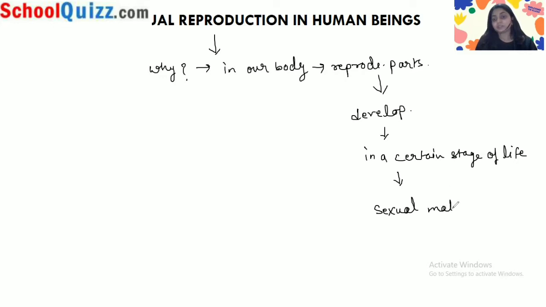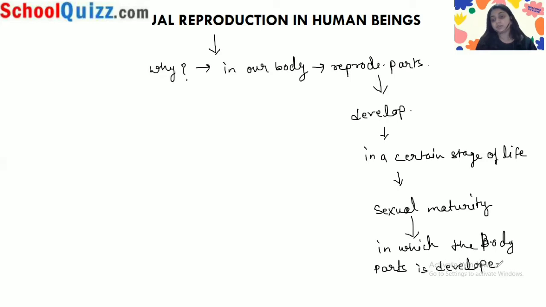So what is sexual maturity? It is the stage in which the body parts are developed and capable to reproduce.